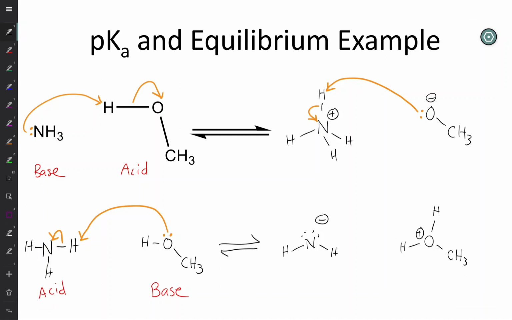If I were going to do the reverse reaction for that second one, where would I start my arrows? Ethan? Lone pair on nitrogen, and I would share with the hydrogen, take that away, break the OH bond.